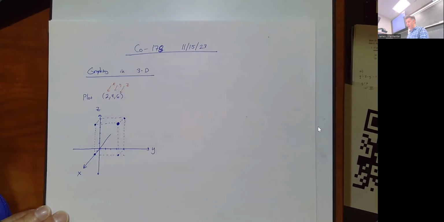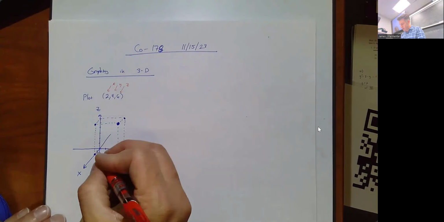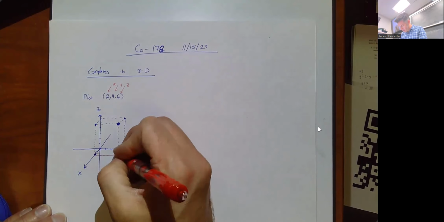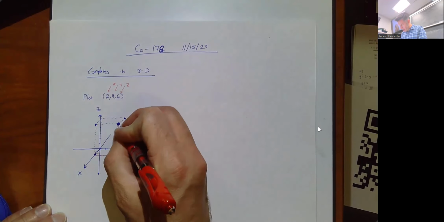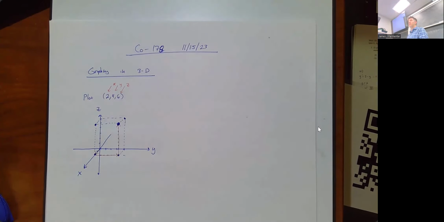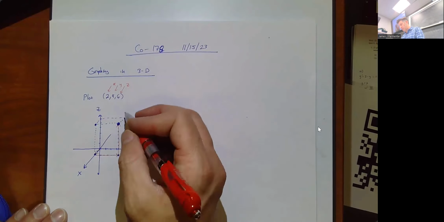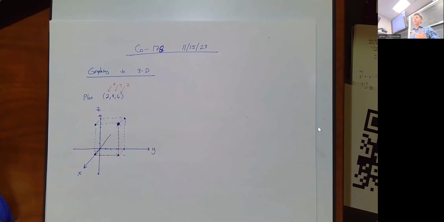And that point right there is the one where I've gone 2 in the X direction, 4 in the Y direction, and 6 in the Z direction. But the order we did it in didn't actually matter, right? I could have gone 4 in the Y direction first, and then 6 in the Z direction, and then 2 in the X direction, as long as I'm doing the right number in each direction.